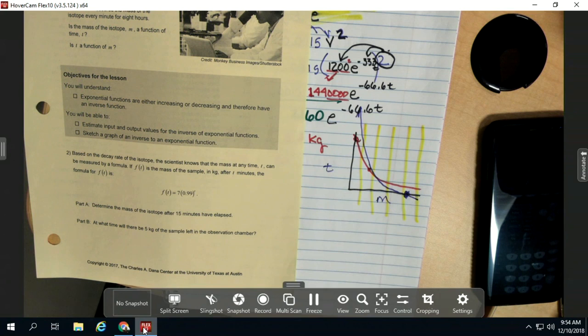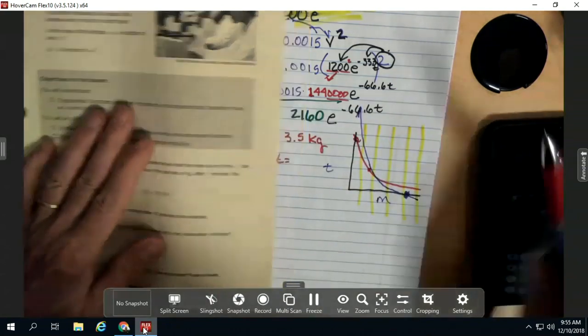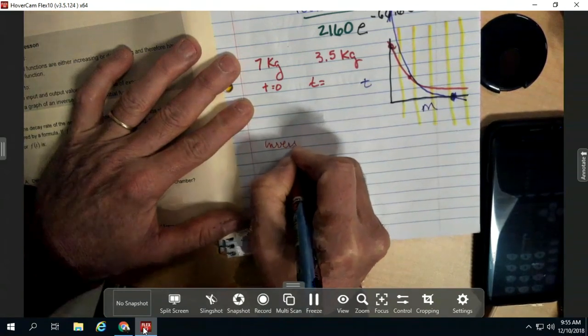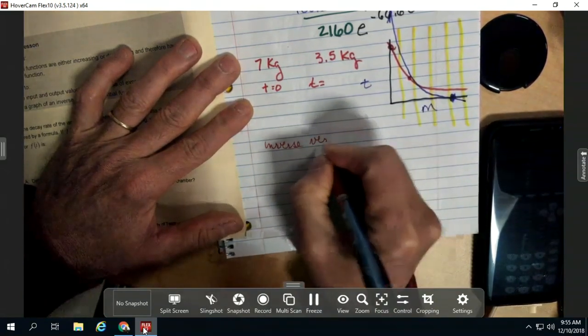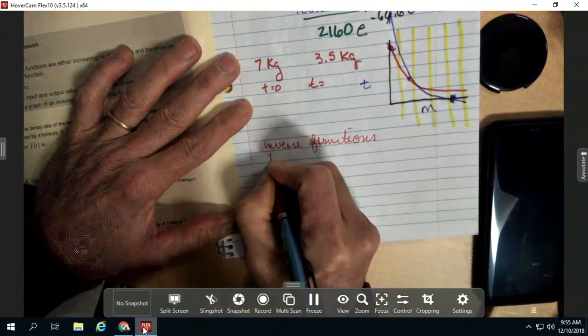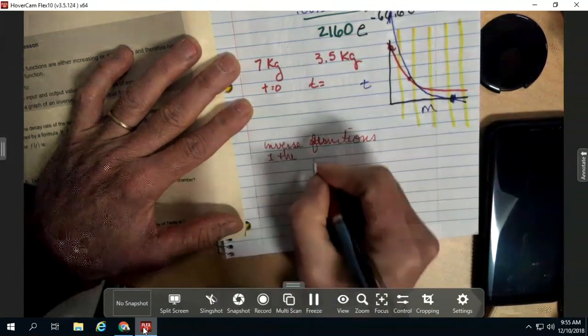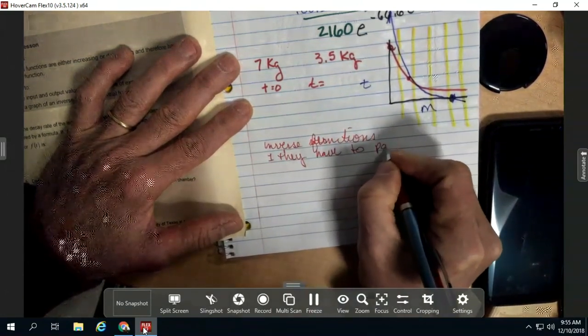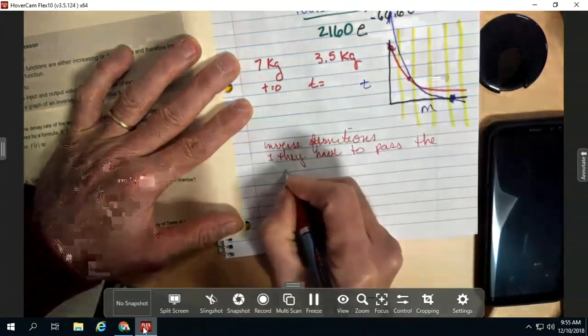Is that a function? Yeah. So is mass a function of time? Is time a function of mass? Yes. Inverse functions. That's what we're talking about. One characteristic is they have to pass the vertical line test.